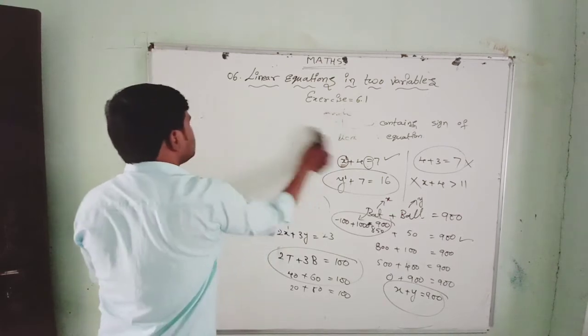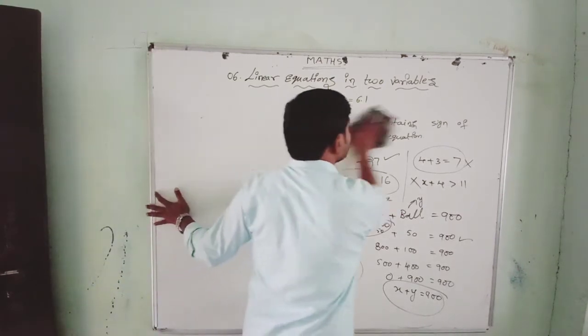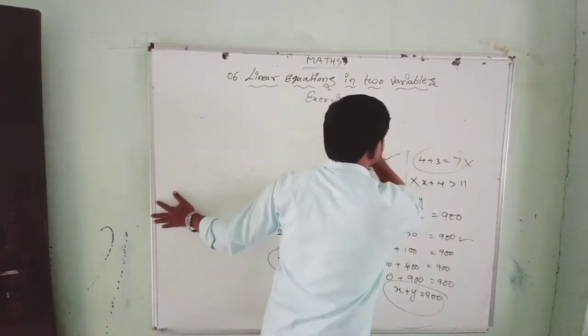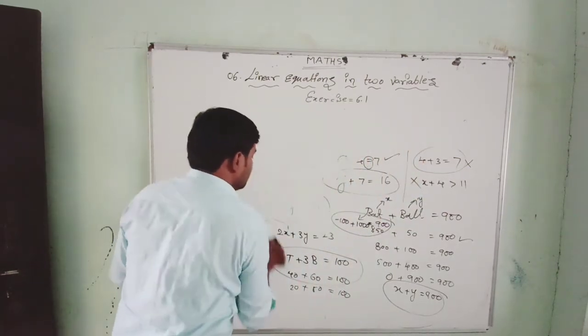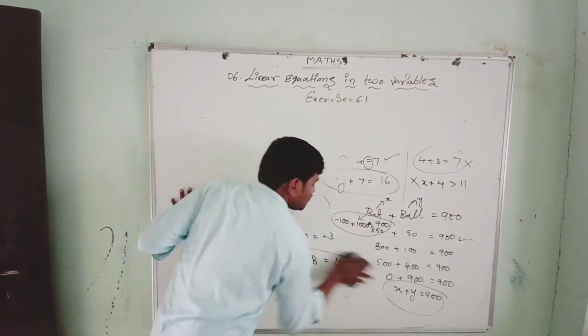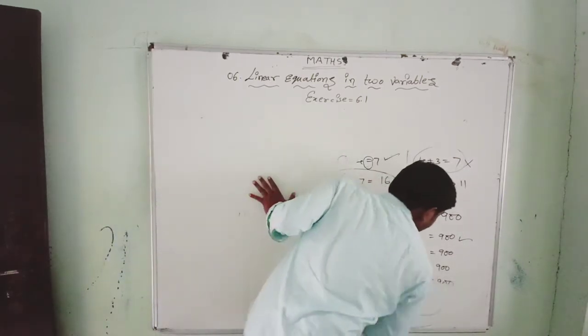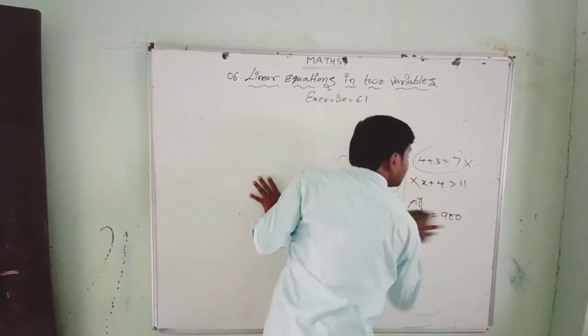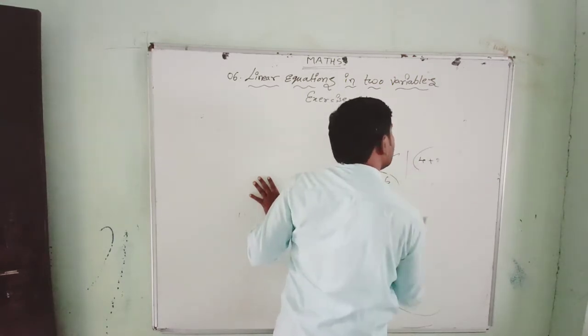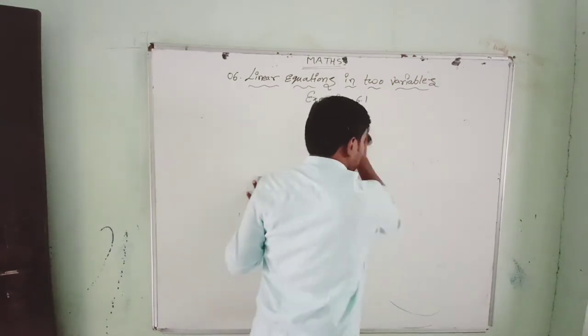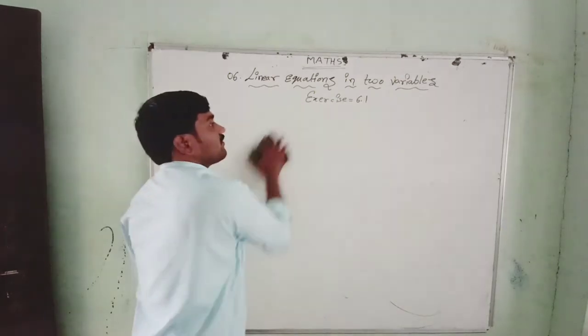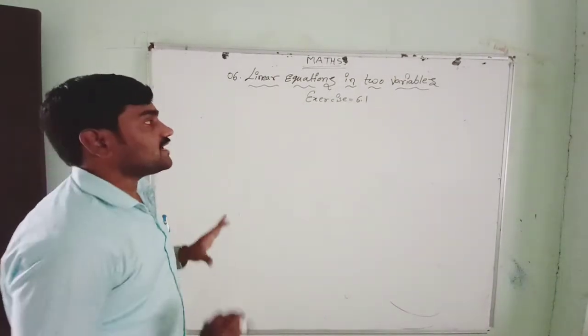Now, I will give you the general form of a linear equation in two variables. This general form is very helpful. In a linear equation in two variables, there will definitely be two variables x and y, and their powers should be 1 and 1. Then only we call it a linear equation.